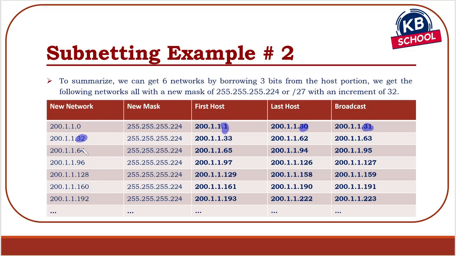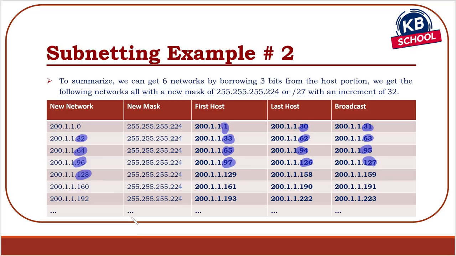On the 32 network, 33 is the first one, 63 is broadcast, 62 is the last usable one. How did I know it's 63? Because the next upper limit is the next network, which is 64. So 65, 94, 95, 96, 97, 126, 127. Why 127? Because 128 is your next limit, and so on.